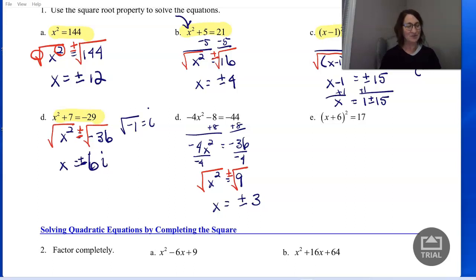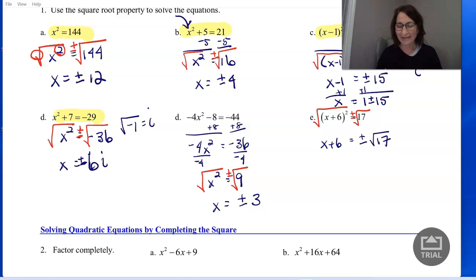All right, last one. So this one, E, is already in my square root. It's already being squared, and it's isolated. What's being squared is isolated. So I can just start out by taking the square root of both sides, making sure I look for plus or minus square root of 17. So then I've got x plus 6 equals, well, 17 is not a perfect square, so that's okay. I'm just going to write plus or minus square root of 17.